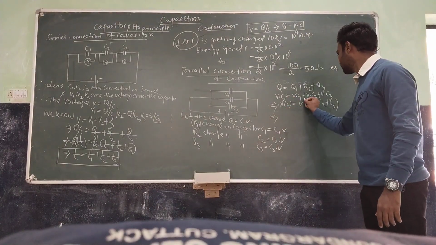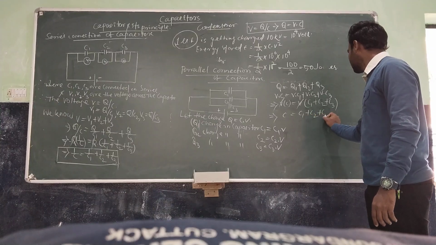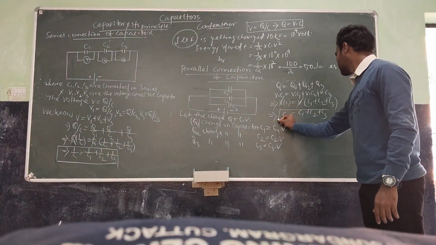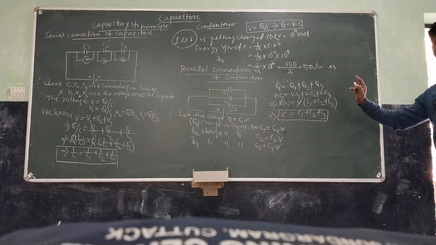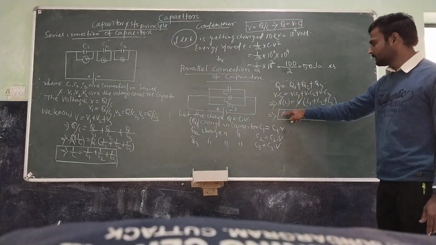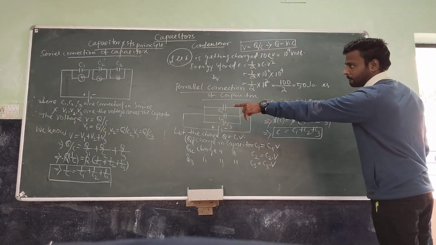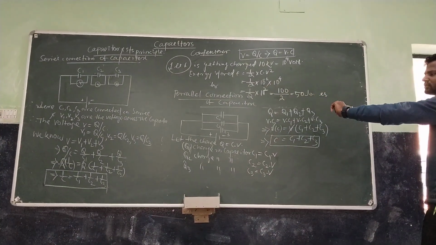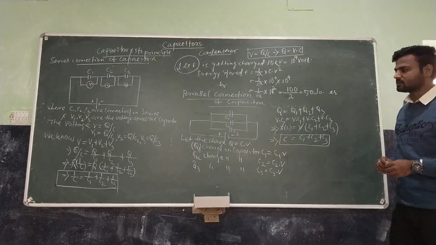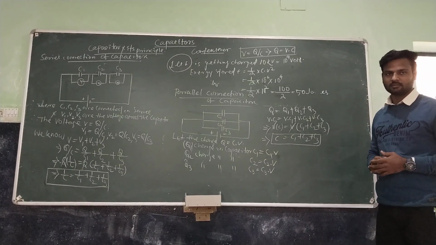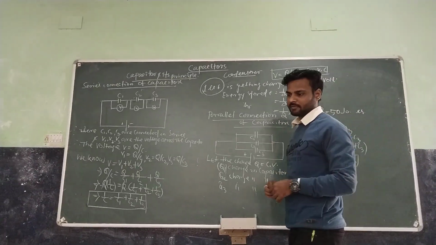So C is equal to C1 plus C2 plus C3. So the equivalent capacitance in parallel connection will be C is equal to C1 plus C2 plus C3. Similarly, in series connection, the equivalent capacitance will be 1 by C is equal to 1 by C1 plus 1 by C2 plus 1 by C3. Okay, so here is the series and parallel connection of capacitors.